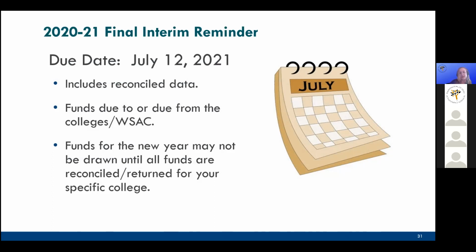So any of the students' funds that you need to return to us, we need to have that all cleaned up. And then funds for the new year may not be drawn until all funds are reconciled and returned for your specific college. So the sooner you get your information in, the sooner you return funds, the sooner you're able to start awarding your students for the following year.